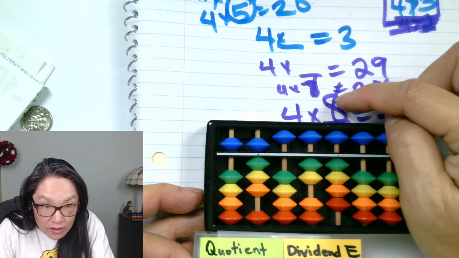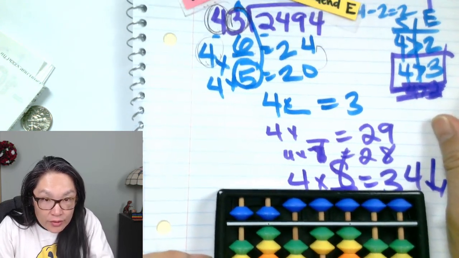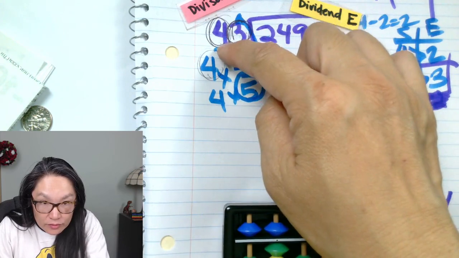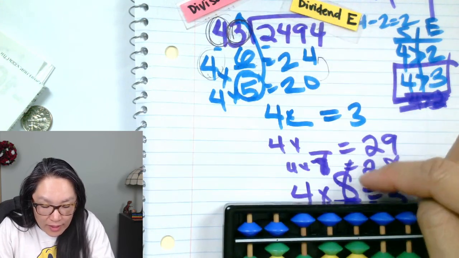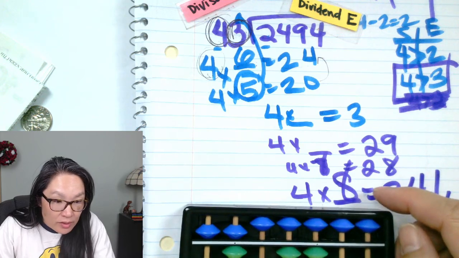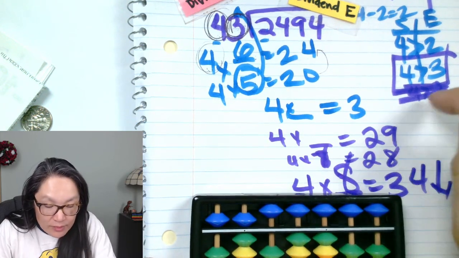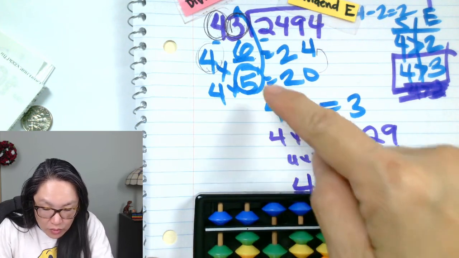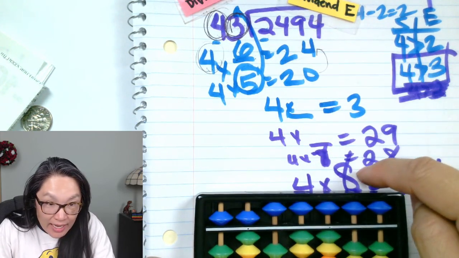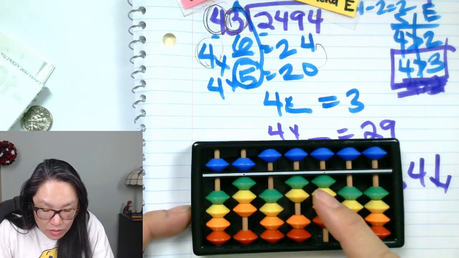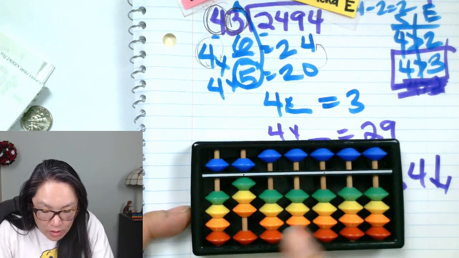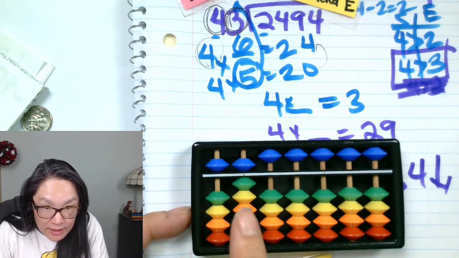Whatever I do here, I got to do it to the other divisor. These two are the same, right? I got to do it here. I got you, I was thinking about the wrong number. Yeah, I made a mistake. That's what it was. So 3 times 8 is equal to 24. So my final answer is 58.